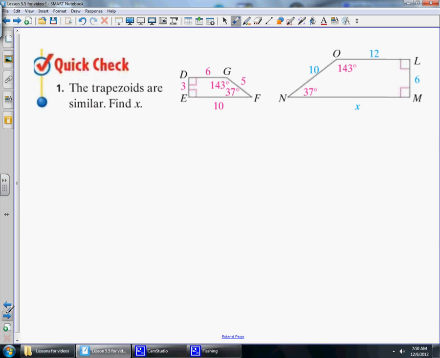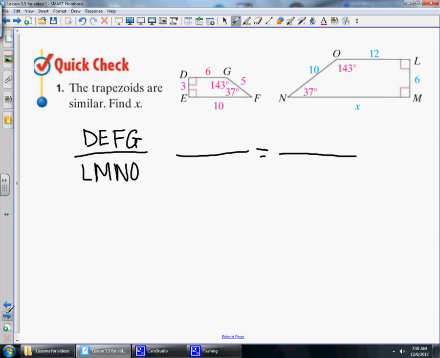Okay, now let's try this one. This one here is a little bit trickier because the trapezoids aren't set up in the same position as the triangles were. It's flipped. So we're going to have to think about where the corresponding sides are. We'll take D, E, F, and G, and that trapezoid will be in the numerator, and then L, M, N, O will be the trapezoid that goes in the denominator.